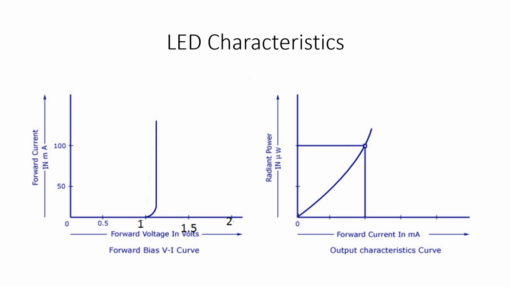Characteristics of LED. You can see that this curve is similar to the characteristics of a PN diode, since both are made up of semiconducting material. After some voltage, it starts conducting. If you see the VI characteristics and the output characteristic curve, the radiated power is proportional to the forward current. So if the forward current increases, a corresponding increase in radiated power can be experienced in the LED.